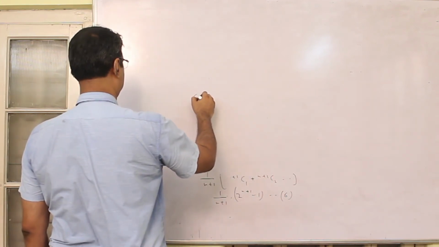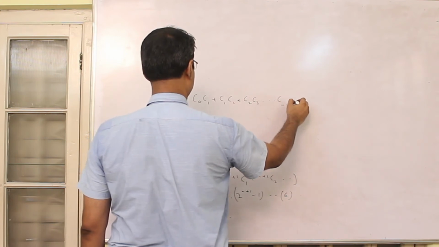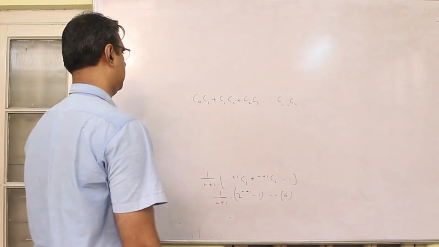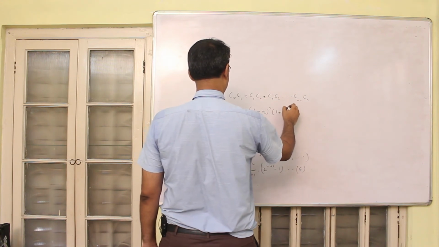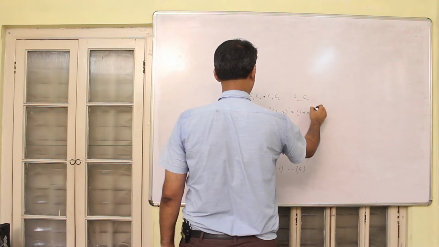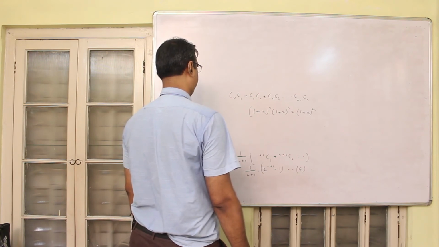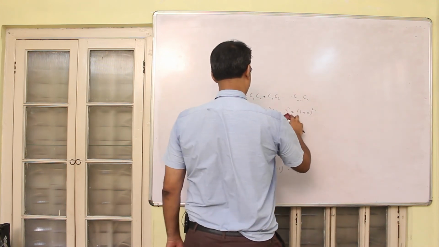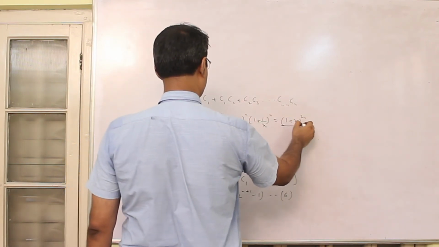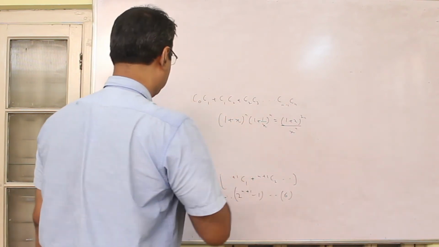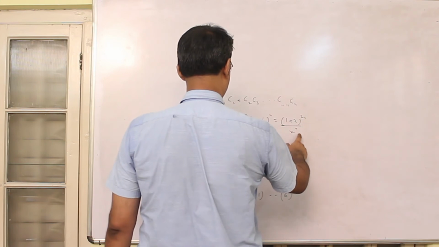Suppose we have to find the sum of a series like this: C0 C1 plus C1 C2 plus C2 C3 up to Cn minus 1 Cn. So we will begin by first writing one identity: 1 plus x whole to the power n into 1 plus 1 by x whole to the power n is equal to 1 plus x whole to the power 2n by x to the power n.